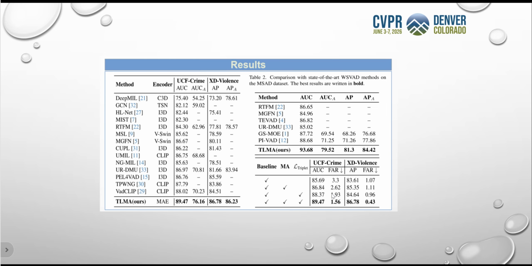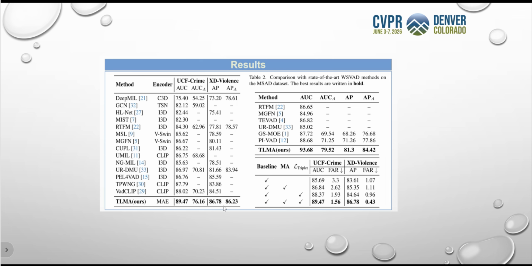As you can see from our tables, TLMA consistently delivers state-of-the-art performance. For instance, we achieved an 89.47% AUC on UCF-Crime and an 86.78% AP on XD-Violence, drastically reducing the false alarm rates compared to previous MIL baselines.